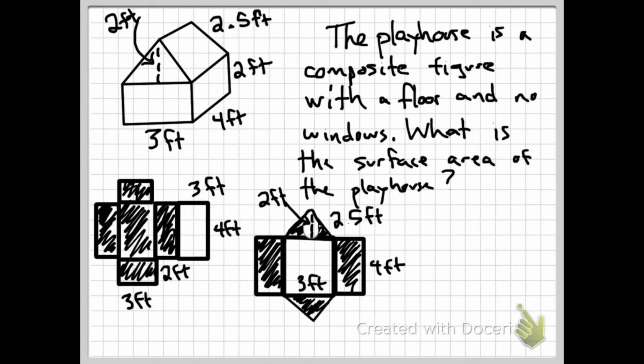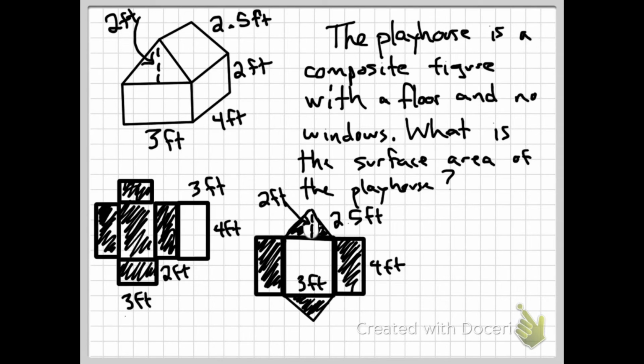Okay. Same thing for the top part with the roof. This would be like the ceiling. Well, we don't need the surface area of that. So that's why it's in white. So you got to be careful when you're drawing your nets. So what they want us to do is find the surface area of the Playhouse. We'll look at this one first.